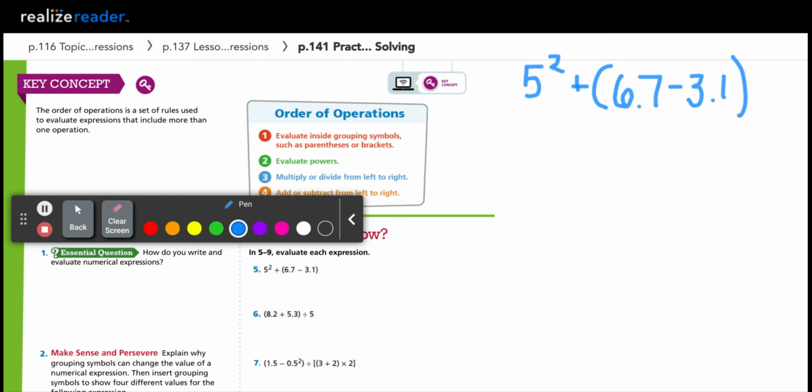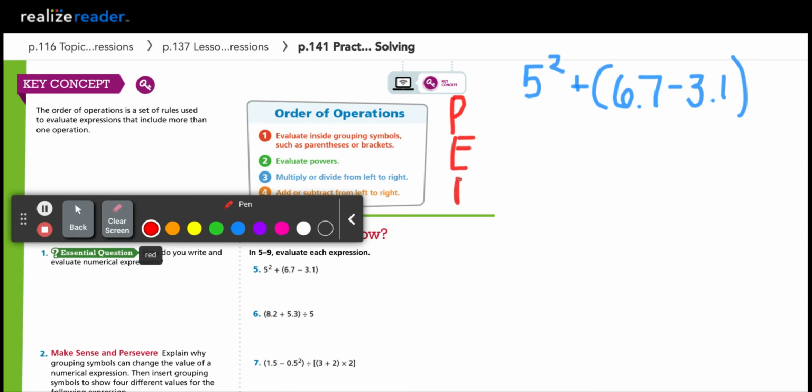So I rewrote our expression here for number 5. 5 squared plus, open parentheses, 6.7 minus 3.1, close parentheses. Now I also want you to write on your page PEMDAS. First step, parentheses. Second step, exponents.